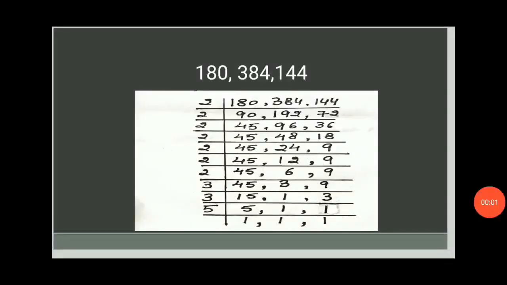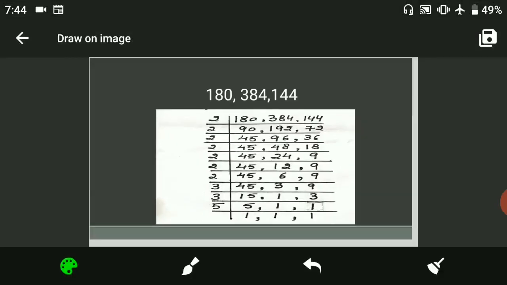Now student, we do the G part of question number 2: 180, 384 and 144. With the help of the common division method, we will find the LCM. So student, see. Firstly, we see whether all these 3 numbers come in any table. Yes, at 2. So I will write 2 over here. Then 90, then 192, then 72.